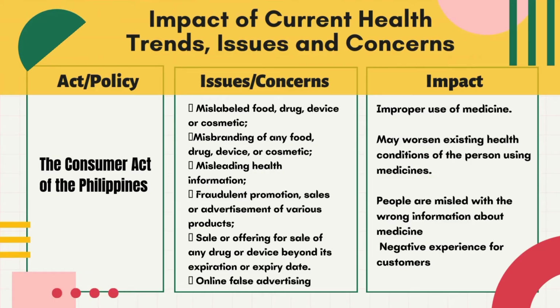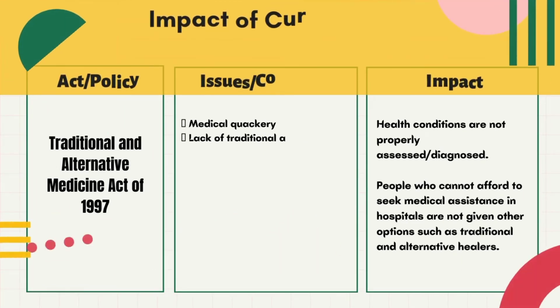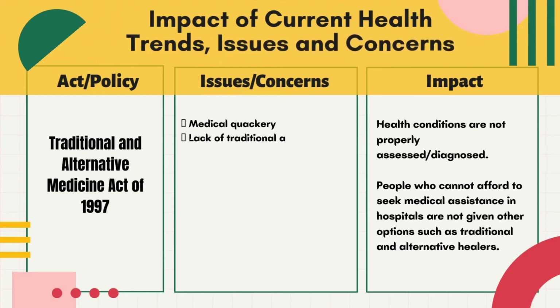Impact: improper use of medicine may worsen existing health conditions of the person using medicines. People are misled with the wrong information about medicine, and negative experience for customers. Second policy: Traditional and Alternative Medicine Act of 1997. Issues/concerns: medical quackery, lack of traditional and alternative healers. Impact: health conditions are not properly assessed or diagnosed. People who cannot afford to seek medical assistance in hospitals are not given other options such as traditional and alternative healers.